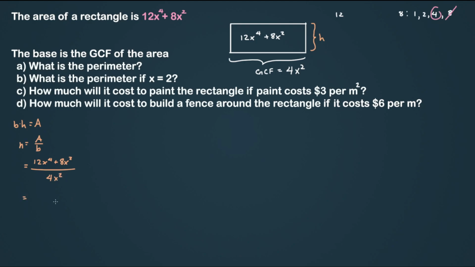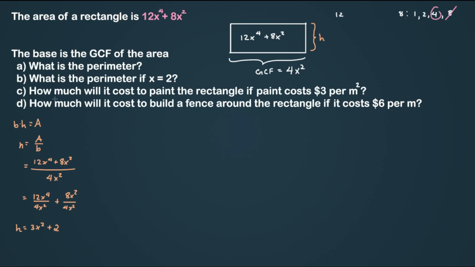Now, the first thing we're going to do when we're dividing by a monomial is split up this fraction. We're going to get 12x to the 4 over 4x squared plus 8x squared over 4x squared. We're going to divide the coefficients and subtract the exponents of the common variable. So 12 divided by 4 is 3. We have x on top, x on bottom. 4 minus 2 is 2. Plus 8 divided by 4 is 2. X squared divided by x squared, something divided by itself, is just 1. So this is 2 times 1, but we don't have to write the times 1 because 2 times 1 is just 2. So this is the height.